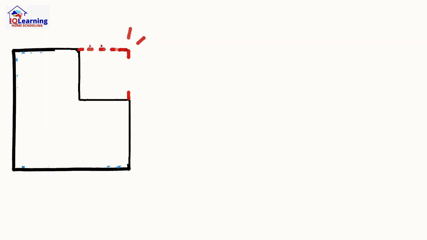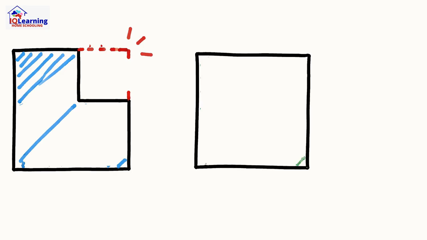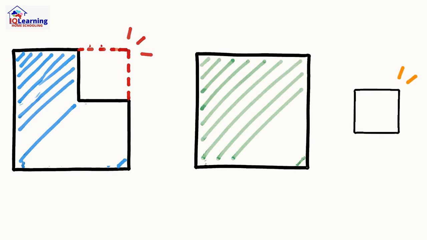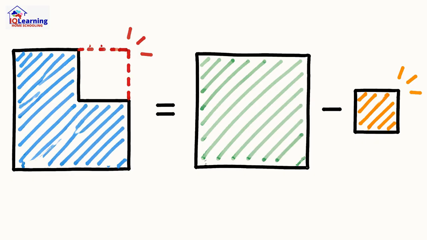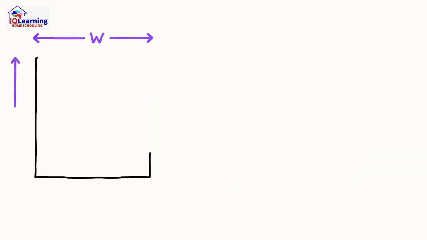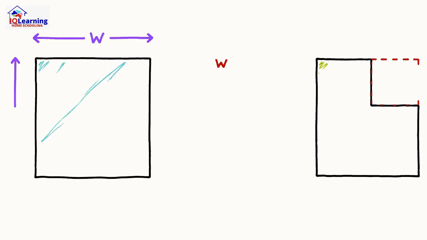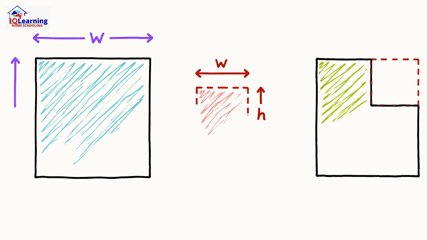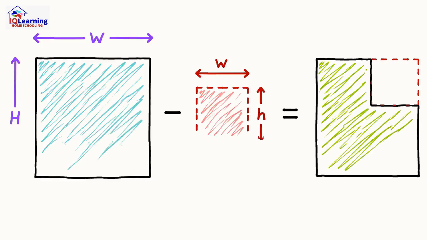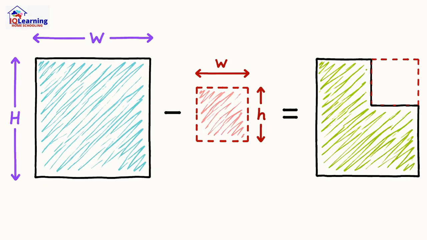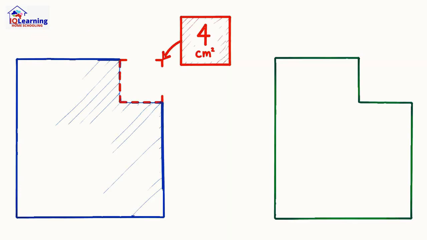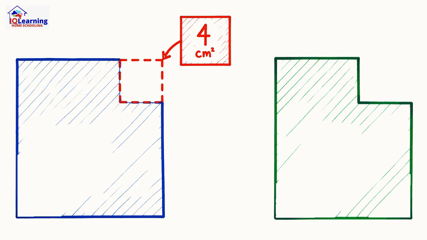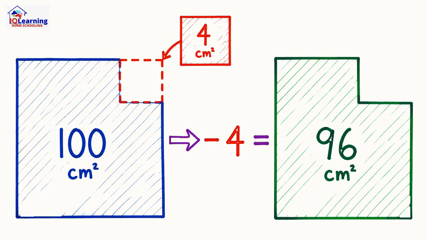Your second tool is the subtractive method. This is for the sculptor. It's perfect when a shape looks like a big rectangle with a piece bitten out of it. First, imagine the complete rectangle without the missing piece. Calculate its total area. Then, find the area of just the small missing part. Finally, subtract the small area from the big one. A 100 square centimeter board with a 4 square centimeter corner cut out leaves you with 96.